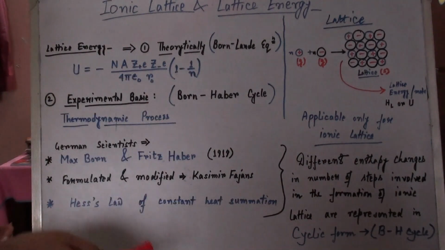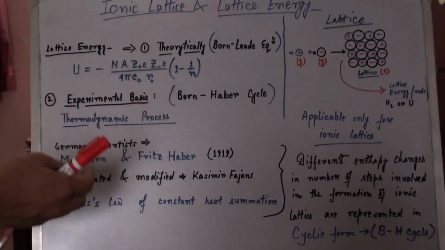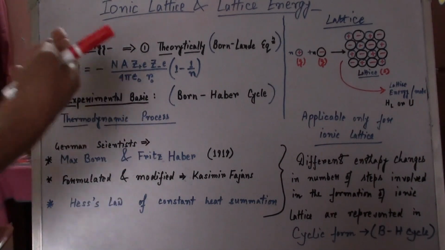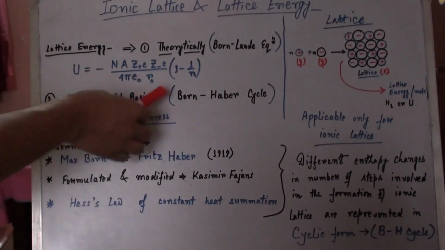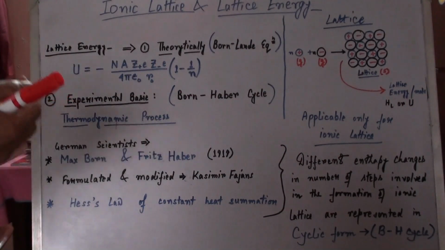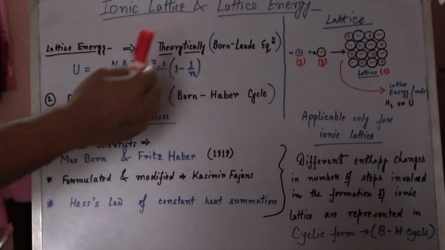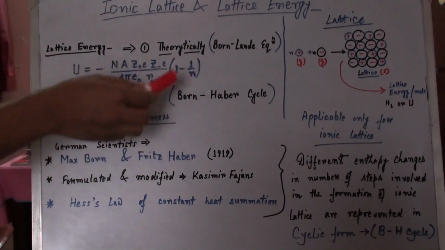Many other equations are there, like the Born-Mayer equation, by which we can calculate lattice energy. But today our motto is to calculate lattice energy in a thermodynamical manner or on an experimental basis, which is the Born-Haber cycle. The Born-Haber cycle is a thermodynamic cycle where different thermodynamic processes, steps or terms are involved.